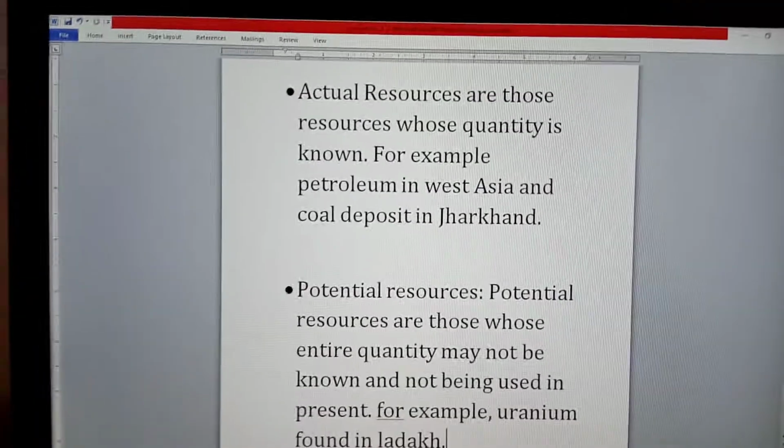Is it clear, students? Based on their origin, resources can be abiotic or biotic. What are abiotic resources? Abiotic resources means non-living resources. What are biotic resources? Biotic resources are living resources. For example, soil and rocks are abiotic resources. Plants and animals are biotic resources.